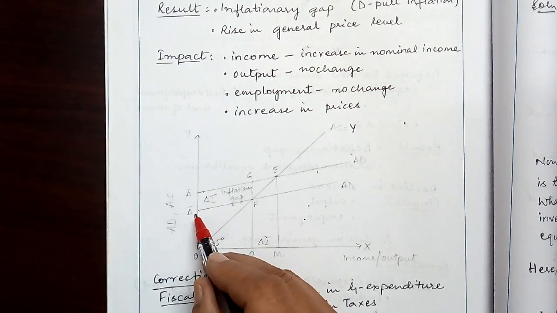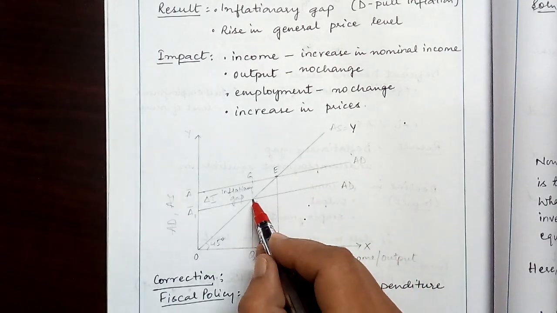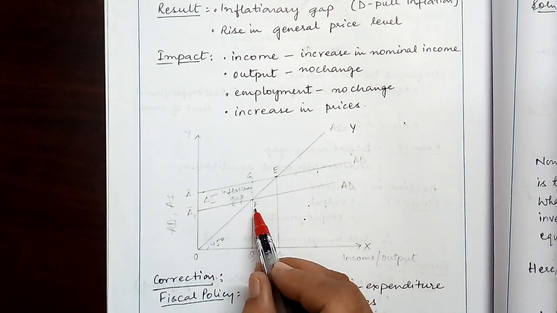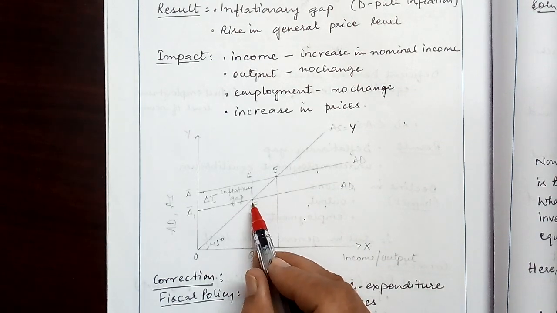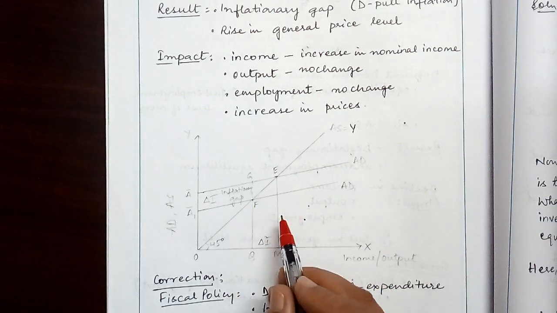Now if our actual aggregate demand curve is AD1, then point F, which lies on the AS curve, is representing full employment level. What does full employment level mean? That all the resources and all the people who are able to work and willing to work are employed. So this situation produces the maximum output that is possible in an economy, since all the resources are being fully utilized.